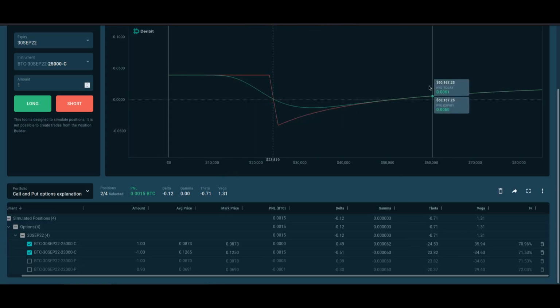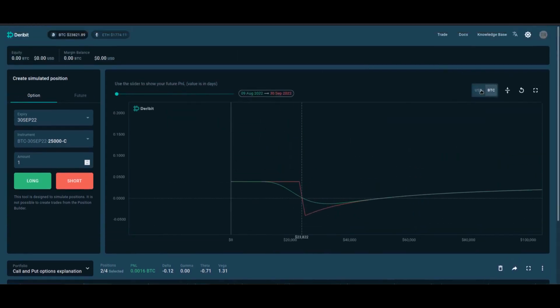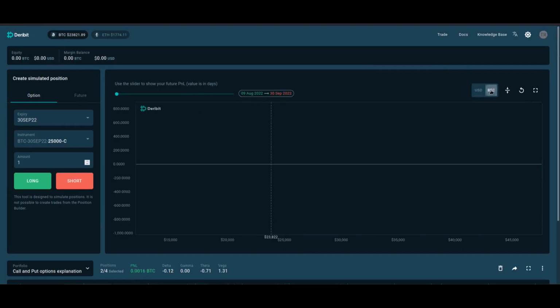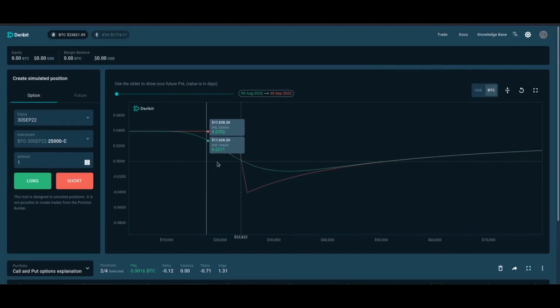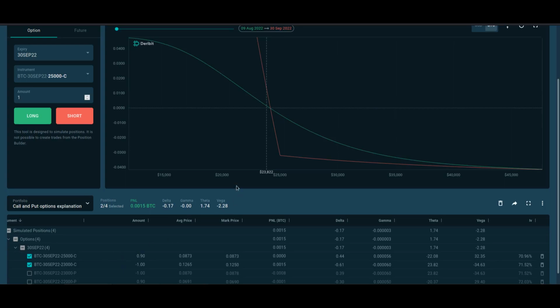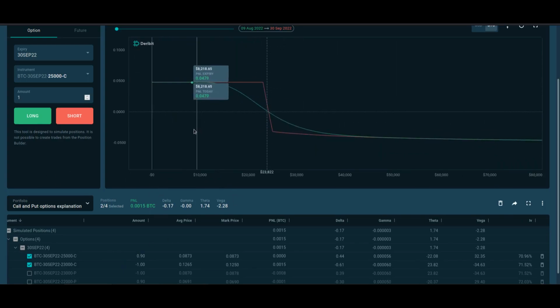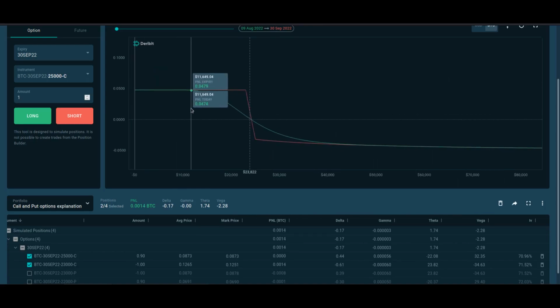I don't know why it looks like this. It should be plotted another way, probably because it's trying to recalculate in another profit currency. Okay, something like this.